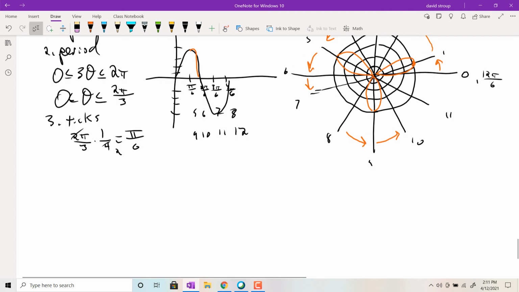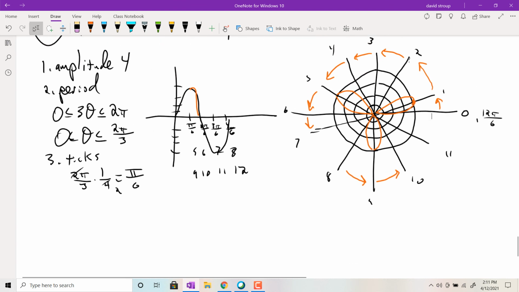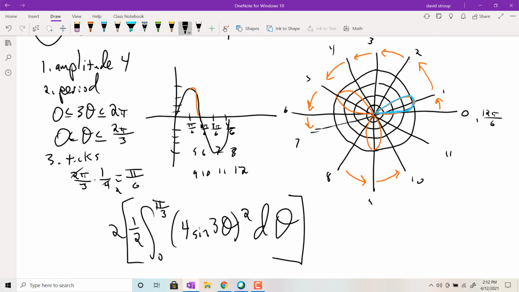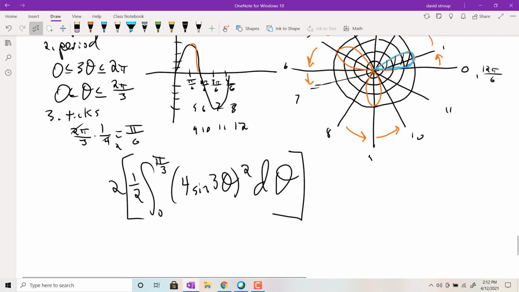So basically, we want 2 petals. Because of symmetry, you can find the area of 1 petal and just multiply it by 2. So we traced out this 1 petal going from 0 to 2 pi over 6, which is pi over 3. So I should be able to just go 1/2 integral 0 to pi over 3 of our 4 sine of 3 theta squared d theta, and then multiply that by 2 because I need twice that area. That thing in the big square brackets will just give me the area of 1 rose petal, but I need 2, so multiply it by 2.